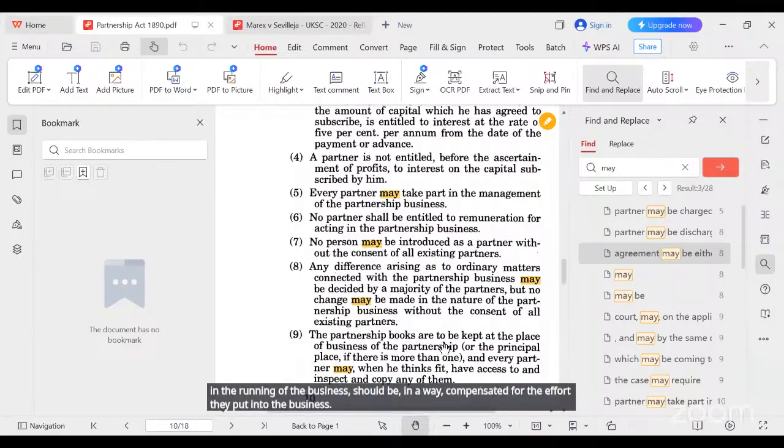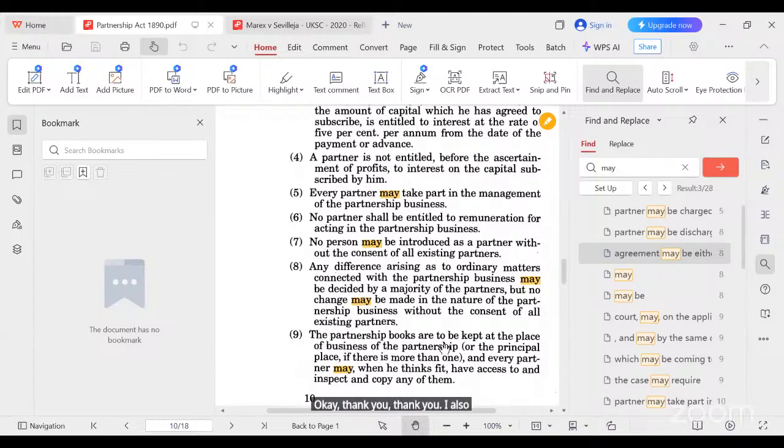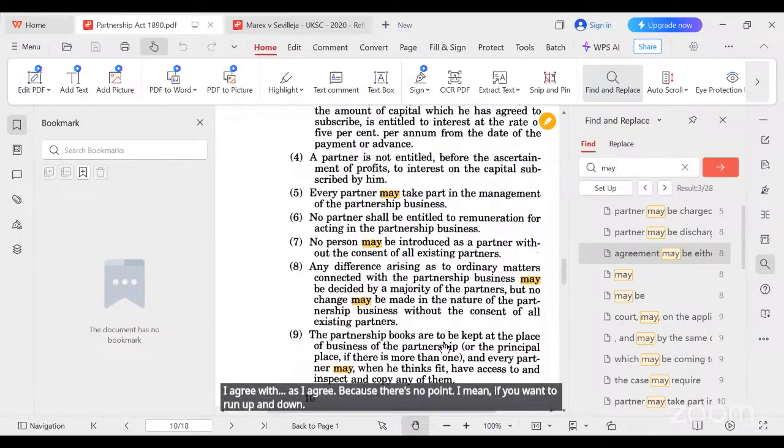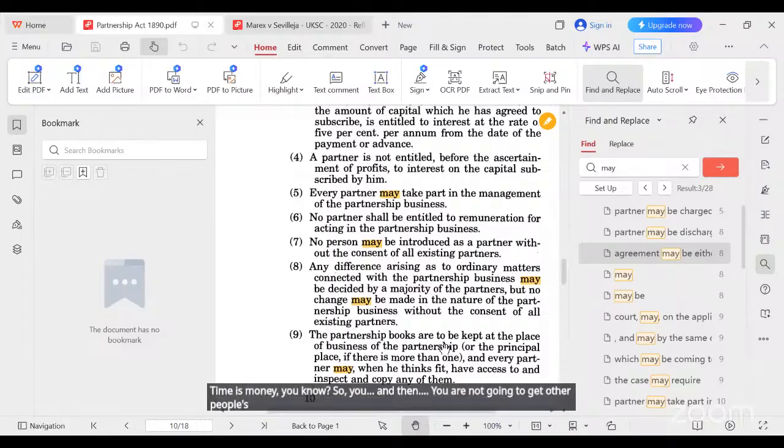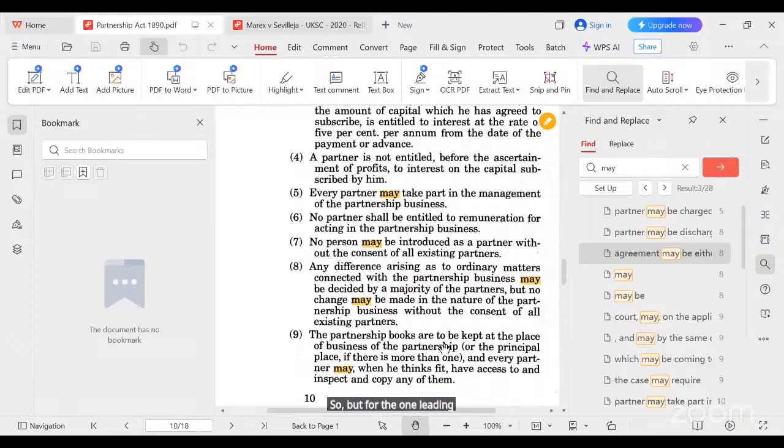Okay, thank you. I also agree with him. I don't know if others agree or disagree, because there's no point. I mean, if you are the one running up and down, time is money, and then you are not going to get other people's contributions or profits along with your own. So for the one leading, and spending your time and even some of your resources, you should be remunerated.